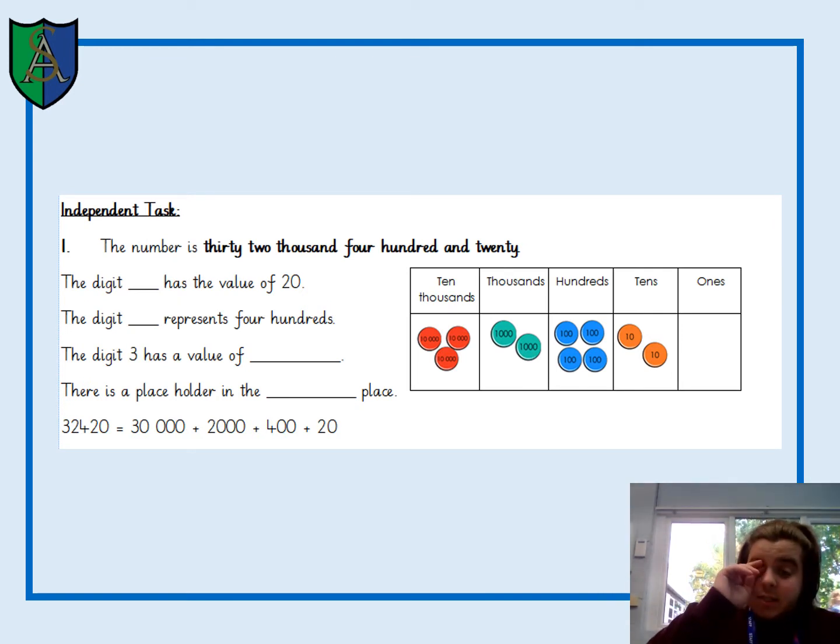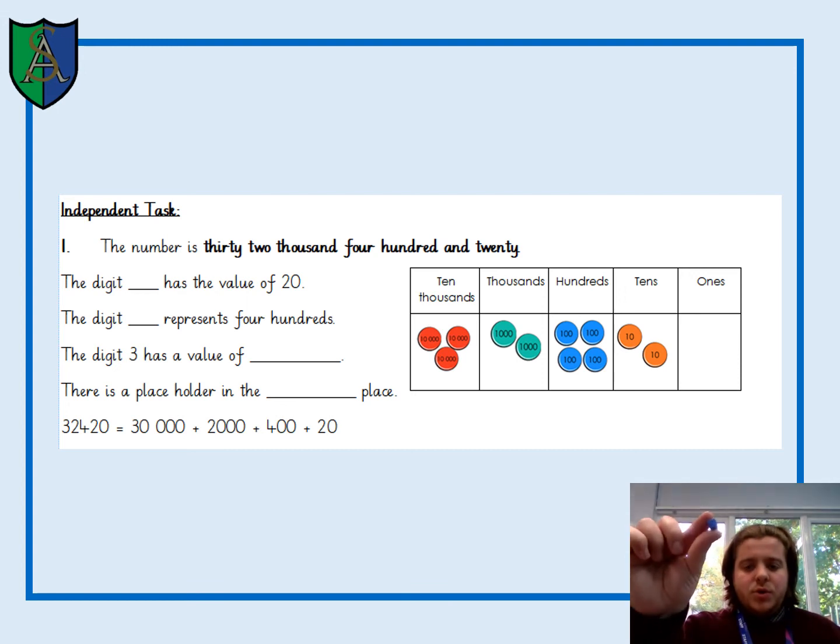Okay, Year 5, this is where it gets a little bit trickier, okay? So, looking at the independent task, we've looked at 4-digit numbers, we're now going to move up to 5-digit numbers. So if you look at the question below, it says the number is 32,420. Now before, we were looking at our Dienes, so they were our ones, our tens, our hundreds, and our thousands, okay? Pause the video a minute.